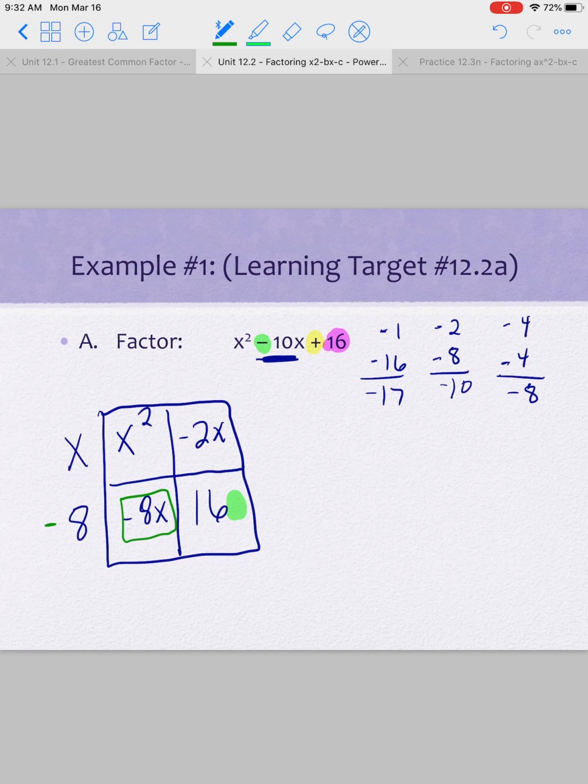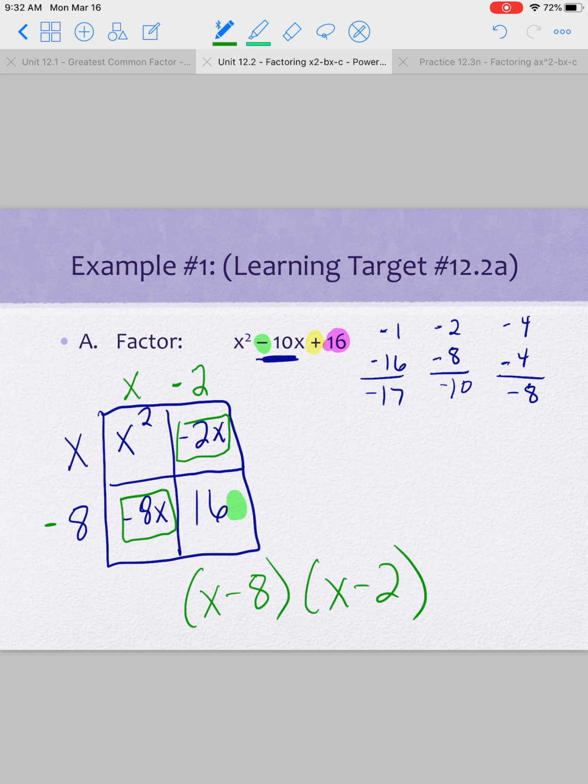So that's going to be a -8. And now I'll do my columns. Greatest common factor of x squared and -8x is just x. Greatest common factor of -2x and 16 is 2, and I'm touching a negative box, so it'd be -2. And my solution here is x minus 8, x minus 2.